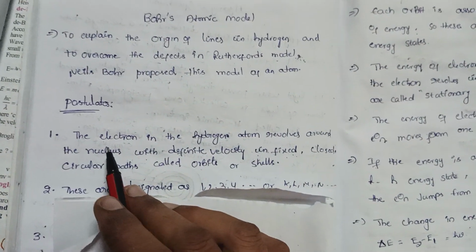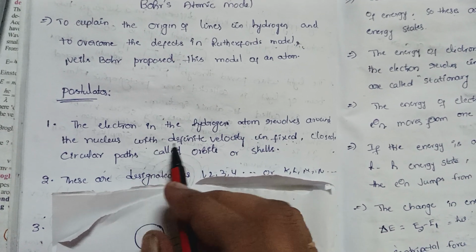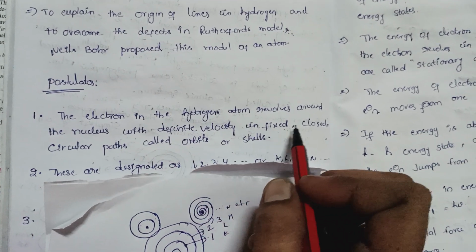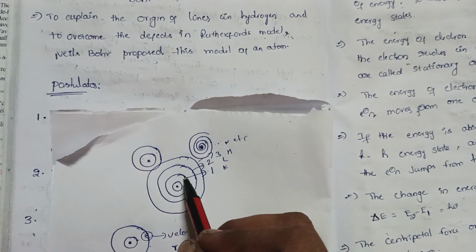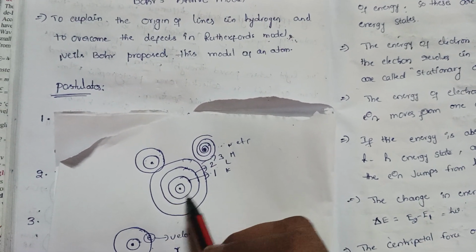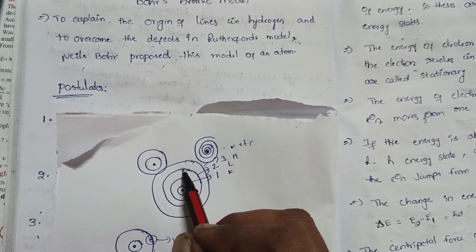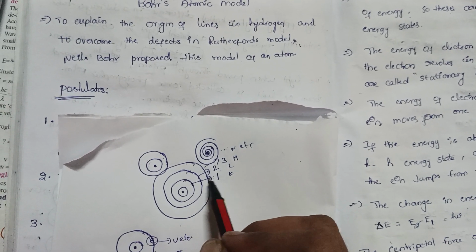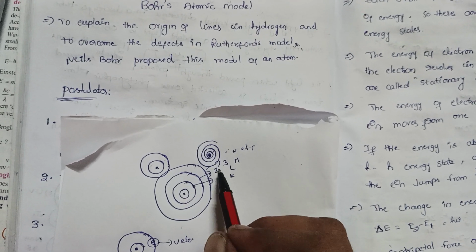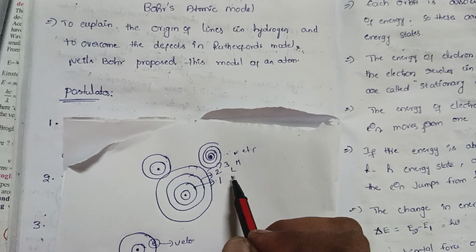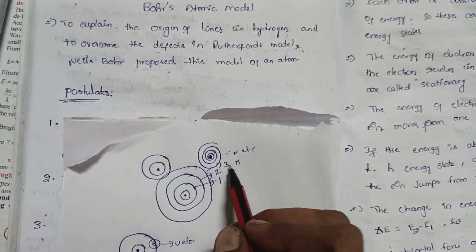The first one is: the electron in the hydrogen atom revolves around the nucleus with definite velocity in fixed closed circular paths called orbits or shells. When the electron revolves around the nucleus at fixed velocity, these closed paths are called orbits or shells. These are designated as 1, 2, 3, 4, etc., or K, L, M, N.